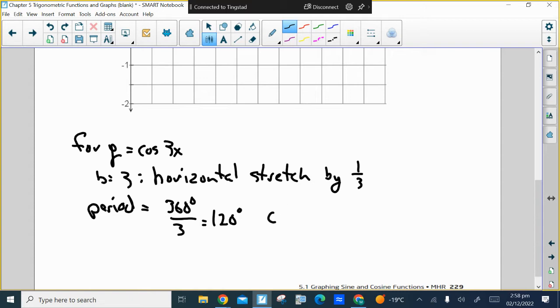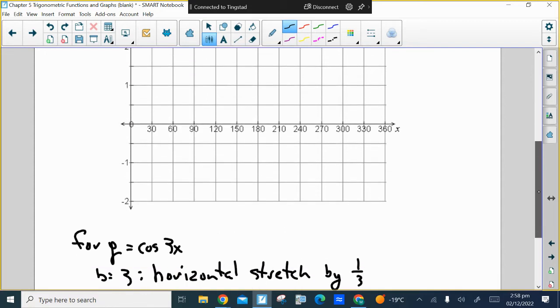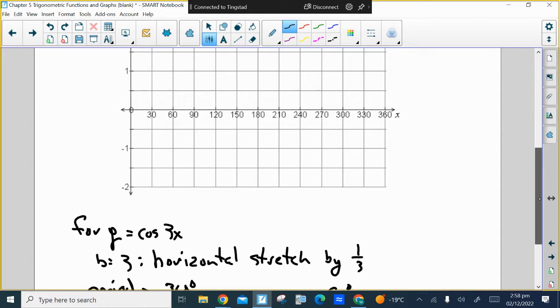Our critical points will also be 1/3 of what they were before. Normally they were every 90 degrees, but that's going to be divided by 3 as well. Now we're going to have critical points every 30 degrees, which for this one is going to work out quite nicely because that is the scale, 30 degrees.